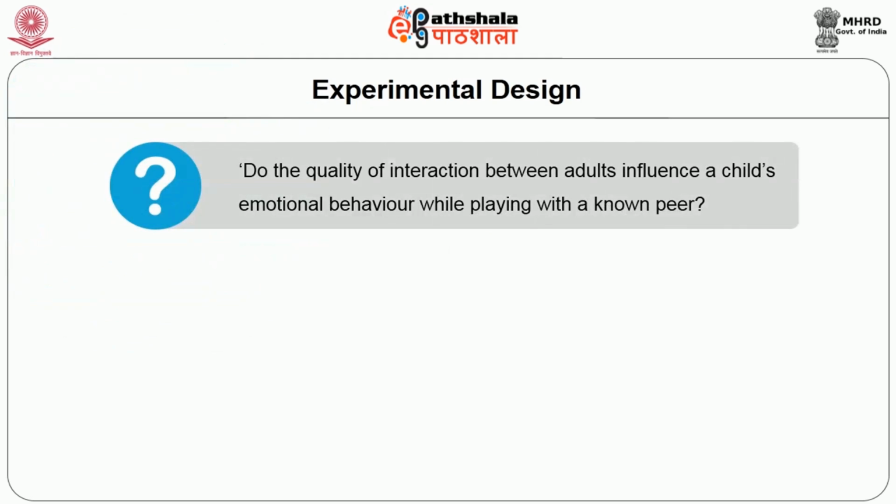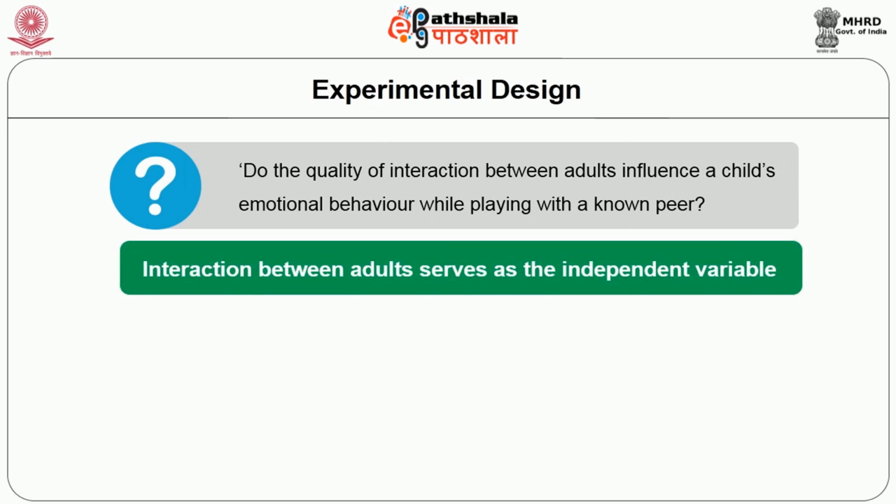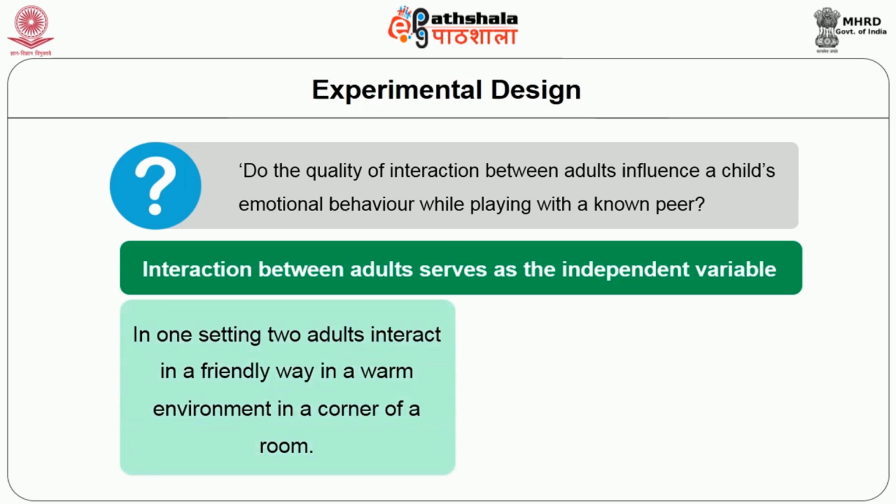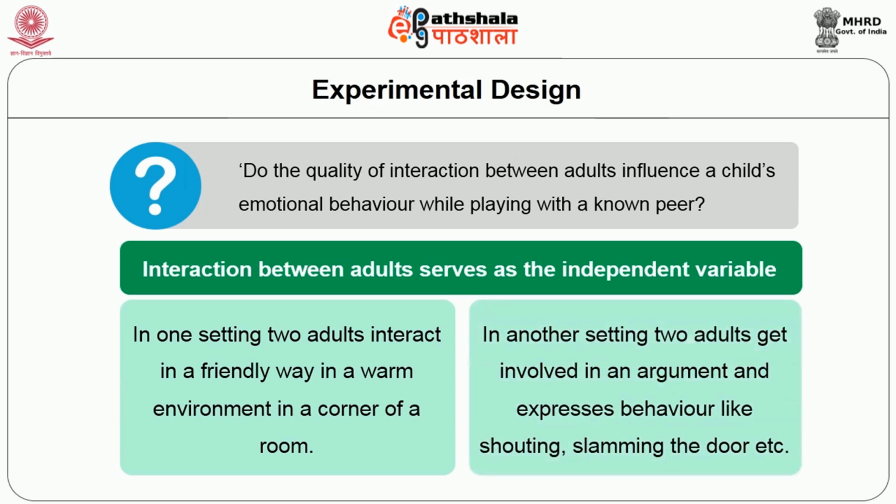Consider the example: does the quality of interaction between adults influence a child's emotional behavior while playing with a known peer? Here, the interaction between adults serves as an independent variable, wherein it could be manipulated by the researcher in two ways. In one way, two adults interact in a friendly way in a warm environment in a corner of a room, and the child is playing with the known peer in another corner of the room.